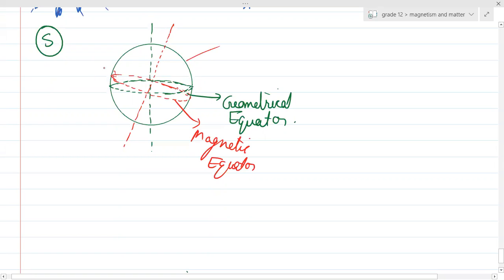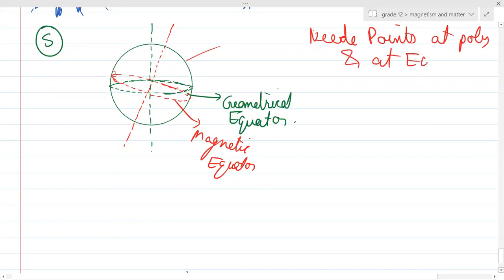Whatever points are lying in the magnetic northern hemisphere, I'll observe that the Earth's magnetic field will be going into the ground at this particular point, and at this particular point it will be coming out of the ground. We'll discuss some more points in the next class: how exactly a needle will point if I place it at the poles and if I place it at the equator. Just draw the geometrical equator and magnetic equator, and we'll see where a needle points at poles and at the equator.